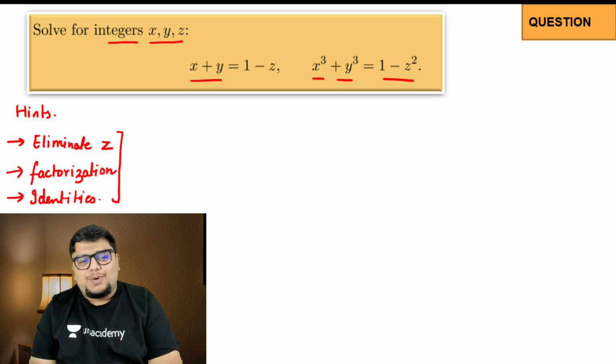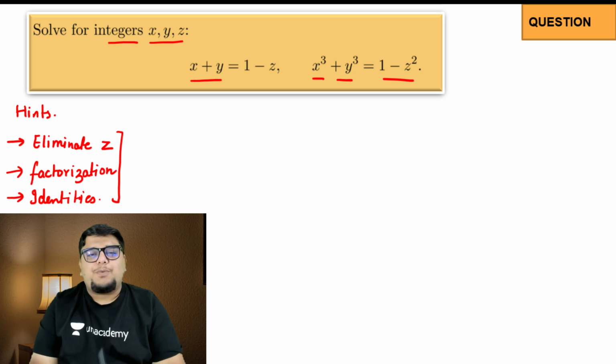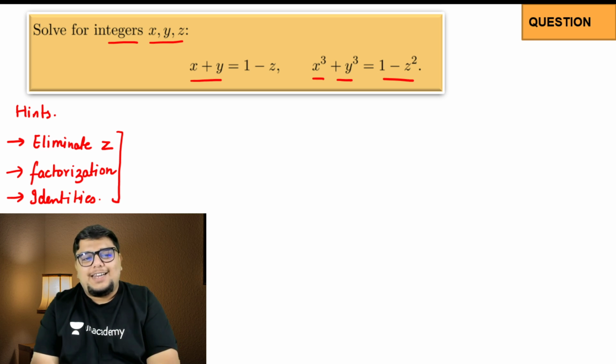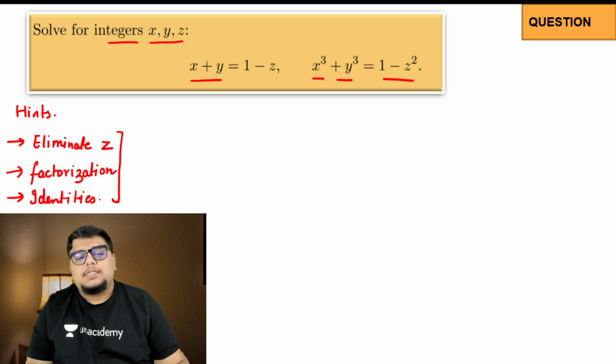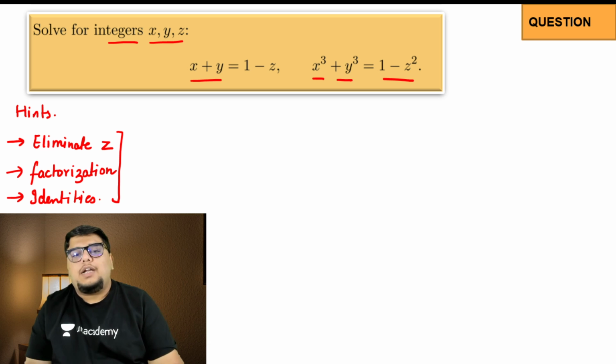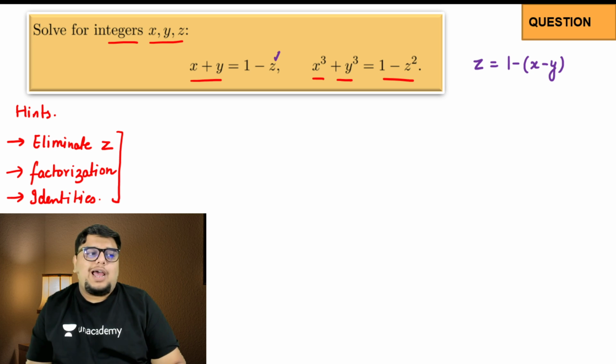So let's start off with this question. And if you are going to use the hints to solve it yourself, please pause the video here. Otherwise, let's start. So first of all, what I'm going to do, as I told you in the hints, is I will take the value of z from here, which is basically the value of z would be 1 minus x minus y, and I will put this value inside the other equation, right?